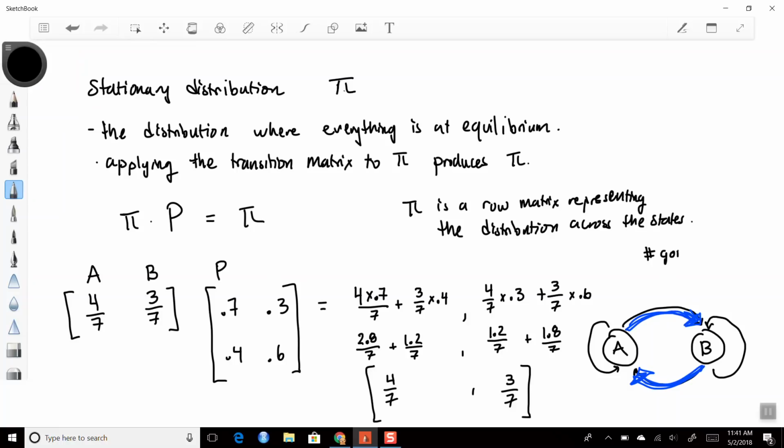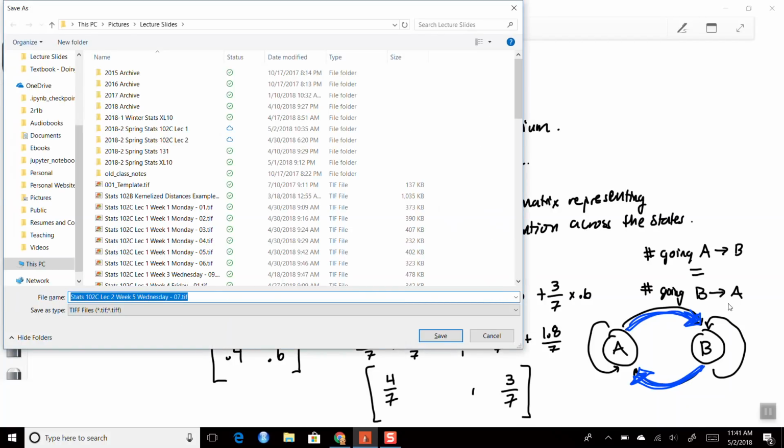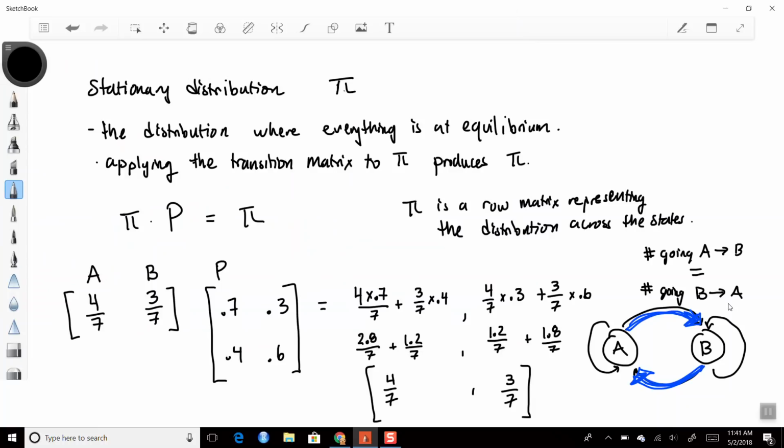The number going from A to B equals the number going from B to A, right? And so we're at this state of equilibrium, and so the distribution no longer changes. We'd say the distribution is now stationary. Applying the transition matrix no longer affects the distribution that we have.